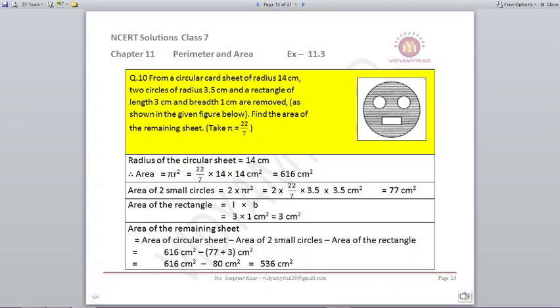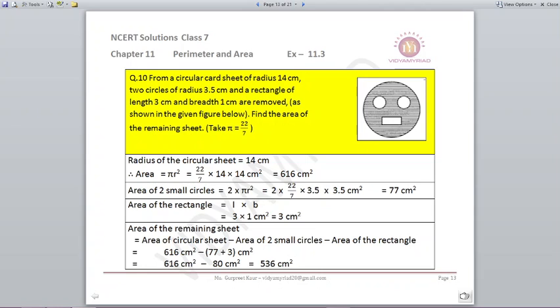Now first of all we need to find out the area of the circular card sheet whose radius is 14. So area is pi r square. So 22 upon 7 multiply by 14 multiply by 14. 7 and 14 get cancelled. It will be 2. So 22 multiply by 14 multiply by 2 gives you 616 centimeters square.